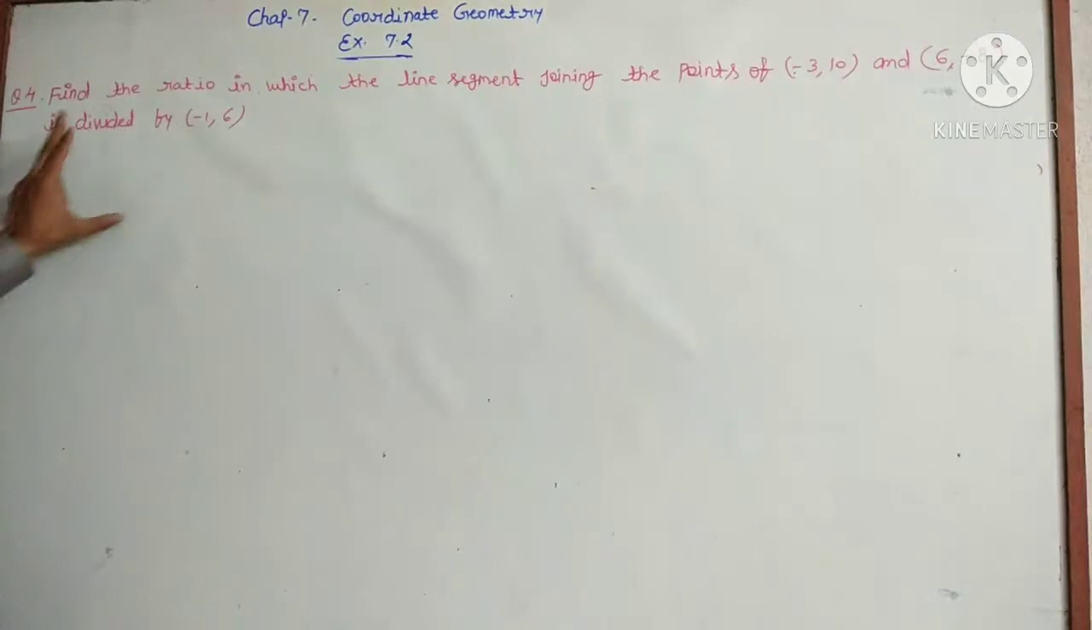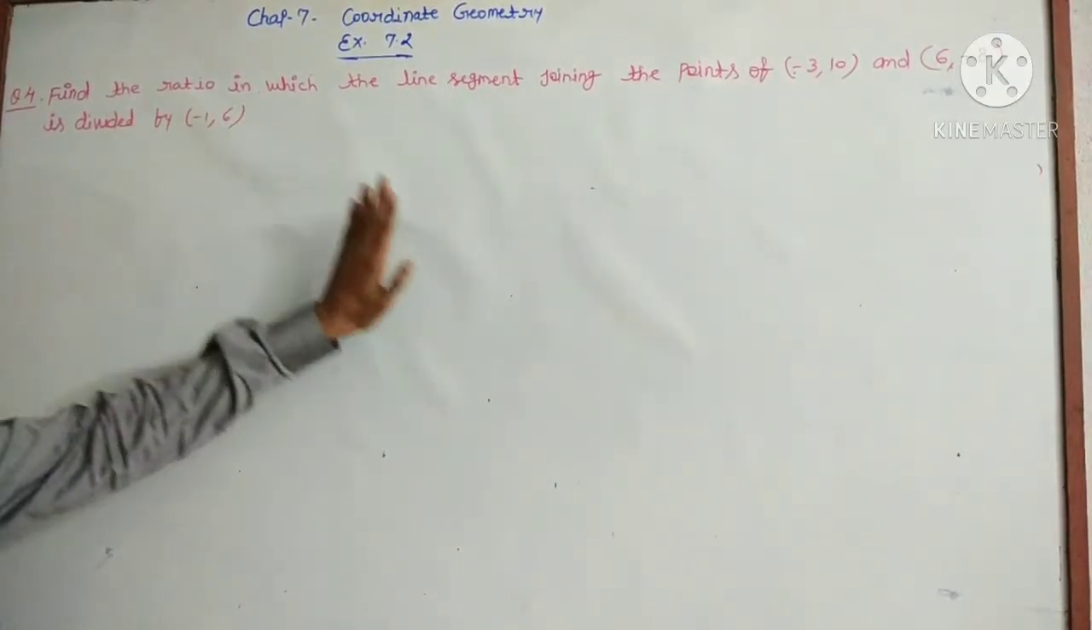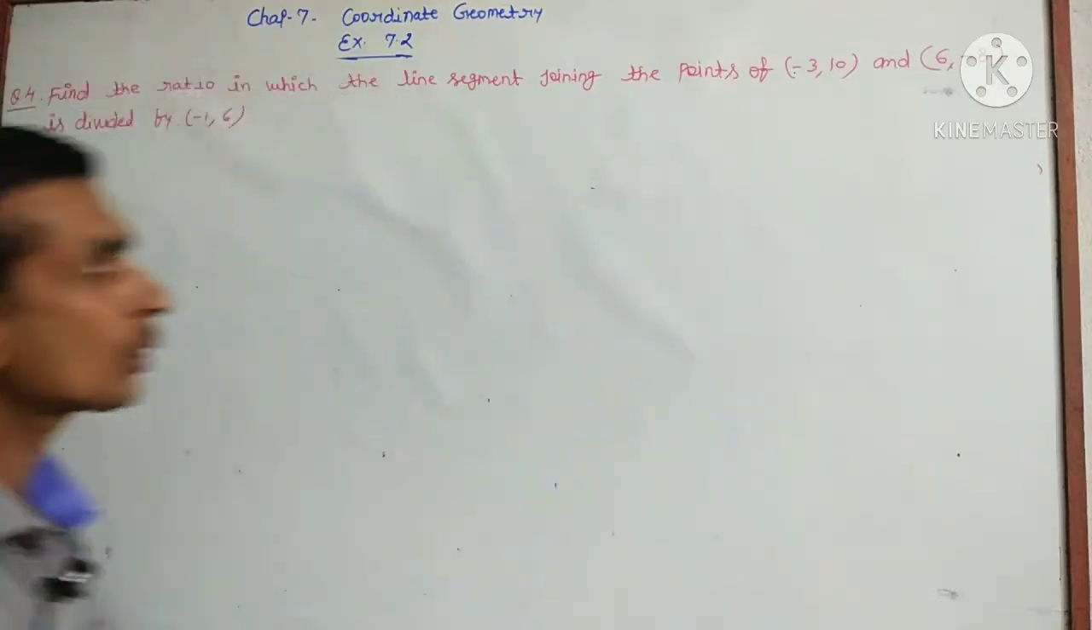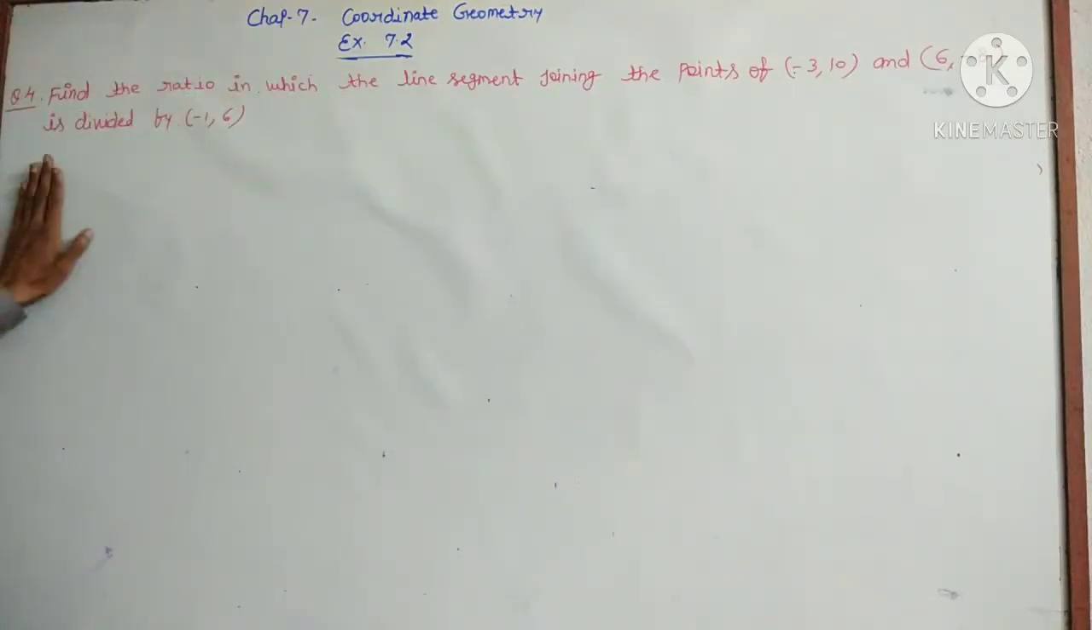Okay. Find the ratio in which the line segment joining the points (-3, 10) and (6, -8) is divided by (-1, 6).